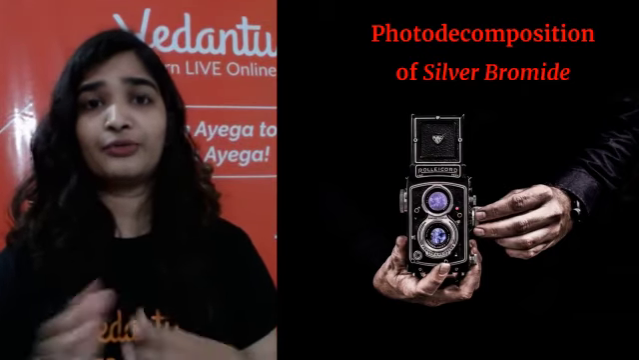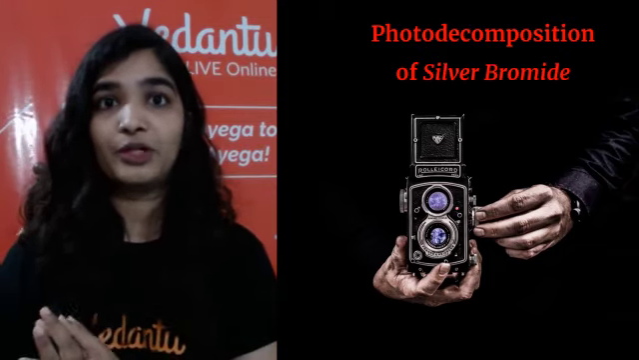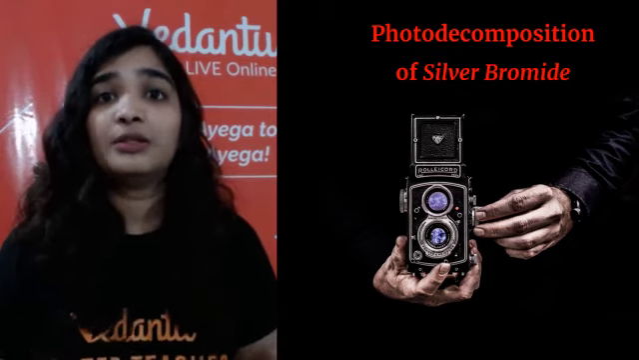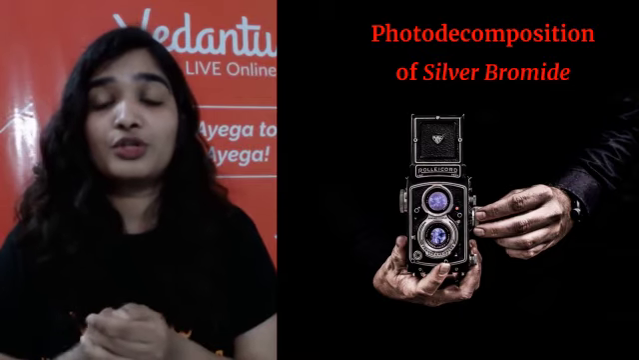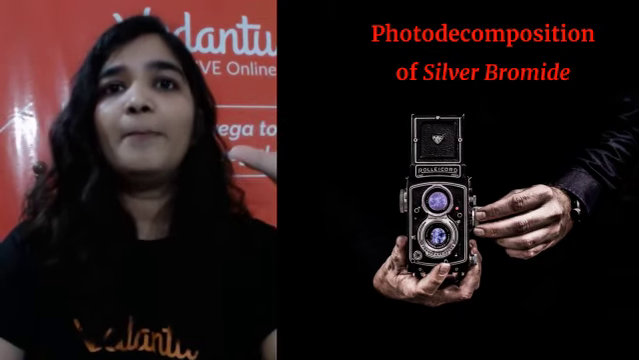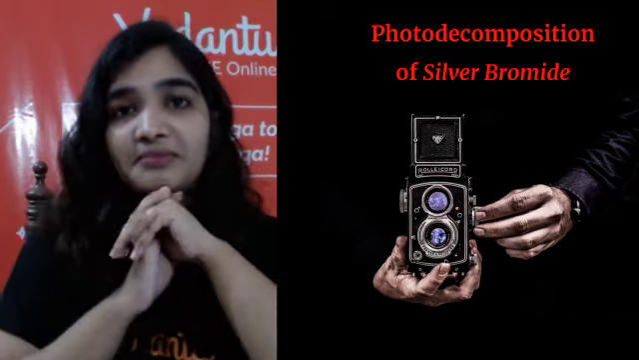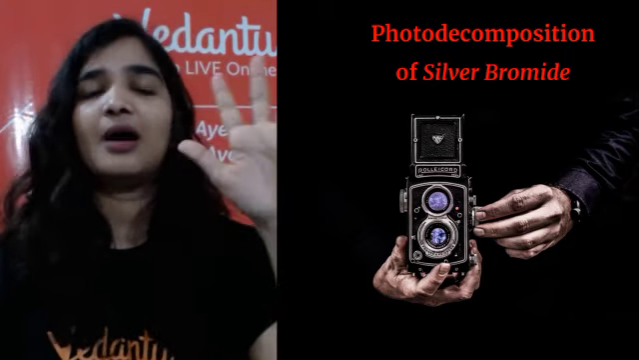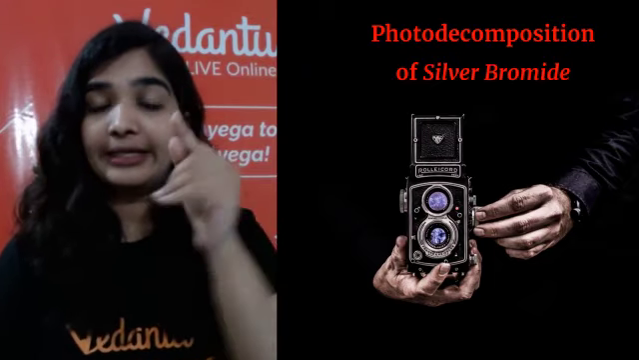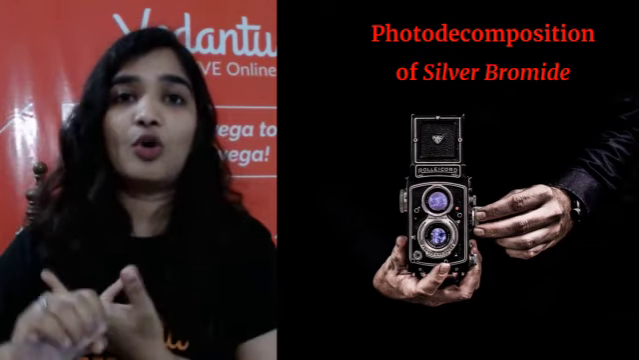Photo decomposition of silver bromide. They can ask, what is the principle behind black and white photography, or give an example for photolytic decomposition, or what is decomposition, give an example. For everything you can use this example. Silver bromide, AgBr, is a compound which decomposes when exposed to sunlight. Before that, we have to know what decomposition is. Decomposition is a reaction in which a single reactant breaks down to give two or more new substances or products.